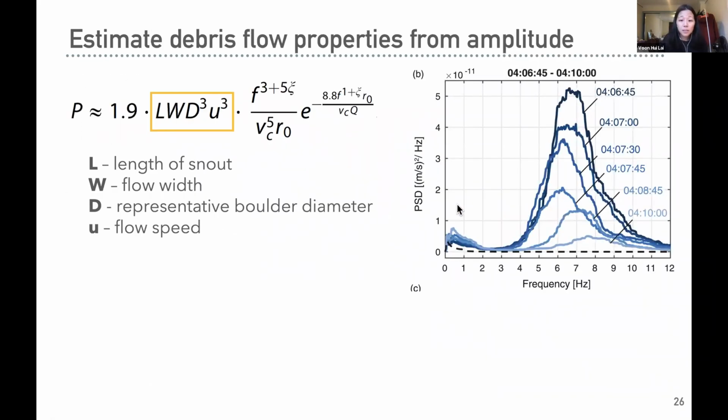And coming back to the equation which describes the power curve, we now have all the components to find this product that relates to the debris flow properties, so L W D cubed U cubed, which are the length of the snout, the flow width, the representative boulder diameter, and the flow speed. And these terms are interrelated and all contribute to the signal simultaneously. But what we can see is that the terms that really dominate the power are the boulder diameter, or the particle size, and the flow speed, because they are scaled to the power of 3.